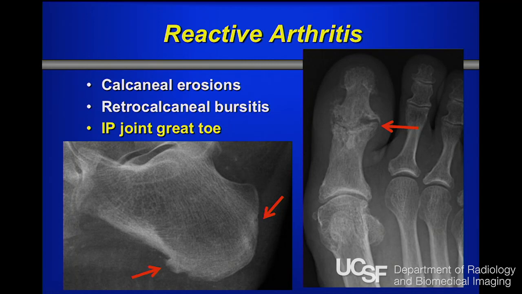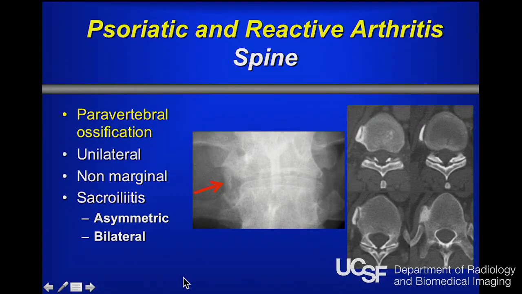Reactive arthritis likes the lower extremity, and the joint which is particularly affected is the interphalangeal joint of the first toe at the foot. But you also see retrocalcaneal bursitis, which is shown here. You see these erosive changes, and again you see these fluffy proliferative changes at the calcaneus here, which is again a typical sign of these seronegative spondyloarthropathies.